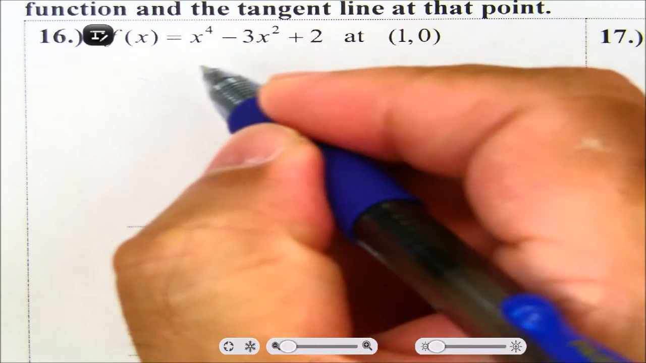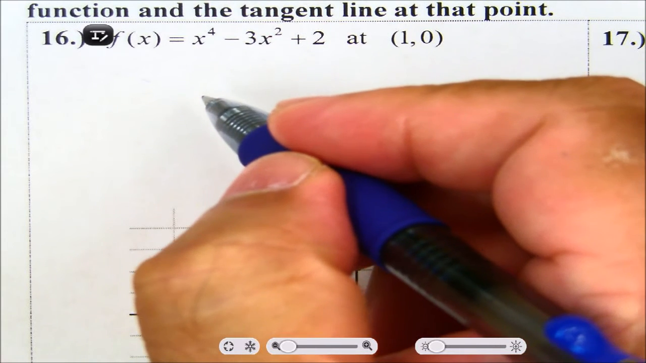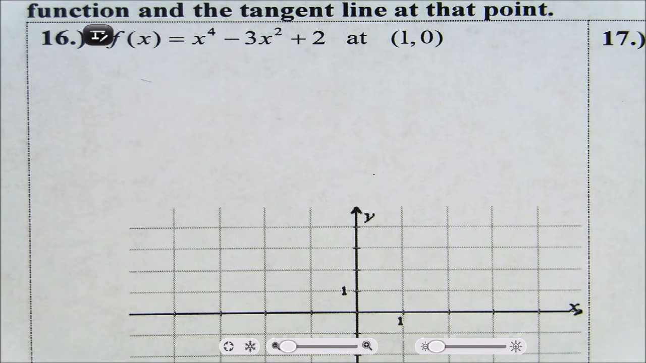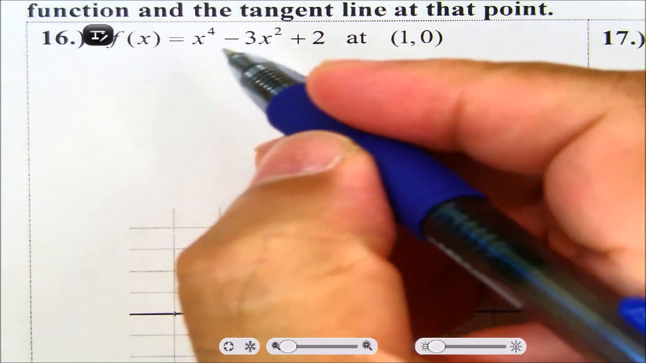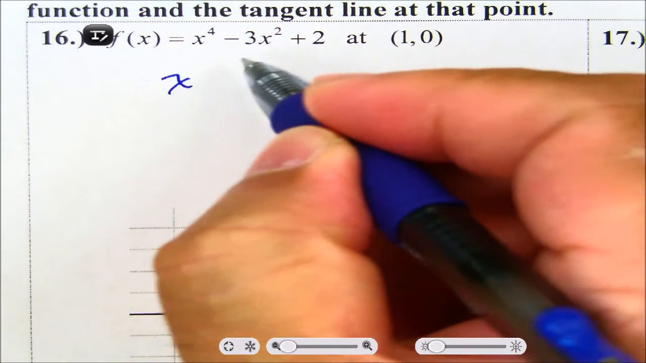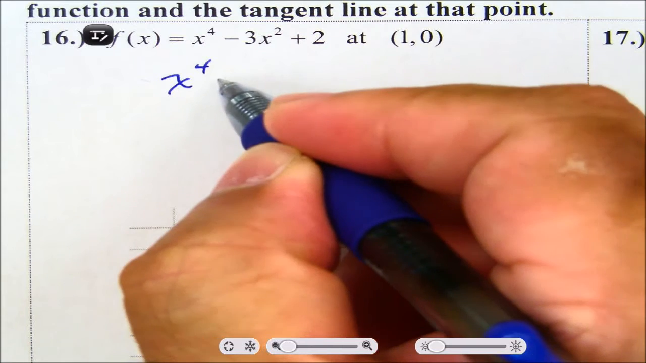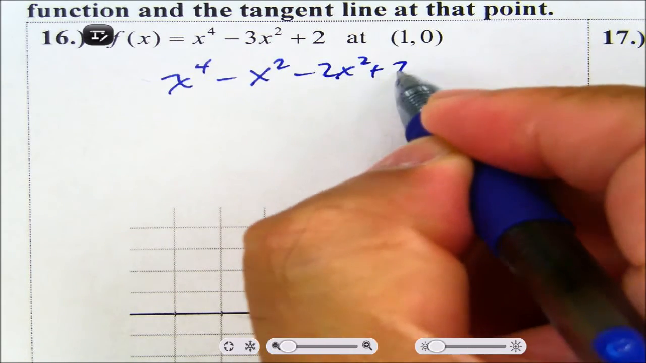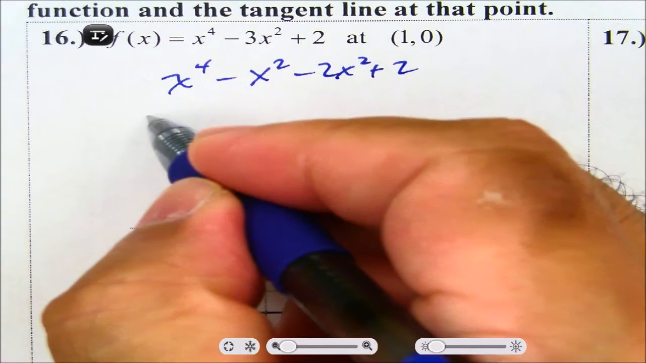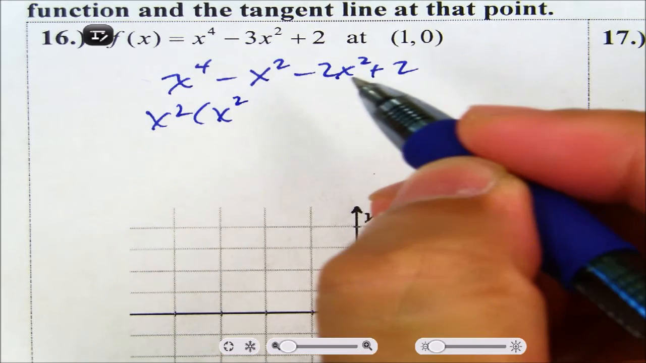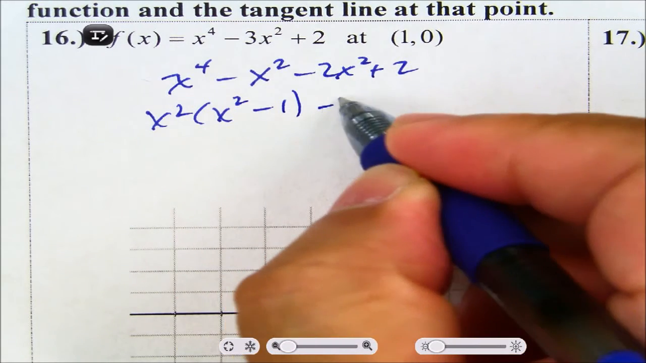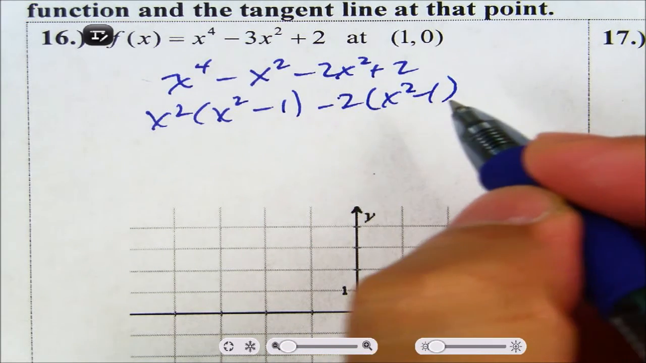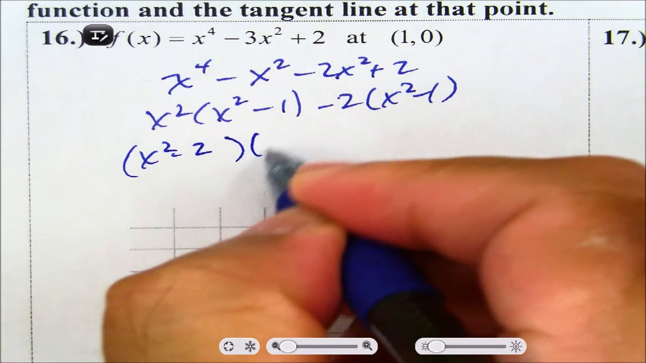Okay. All right. Well, I'm gonna do some weird algebra because something just occurred to me. Did it work? No, that doesn't work. Never mind. All right, I'm gonna go x to the 4th minus x squared minus 2x squared plus 2. Oh, I get it. That becomes x squared times x squared minus 1 minus 2 times x squared minus 1. Then you have to do the squares. So I got x squared minus 2 times x squared minus 1.